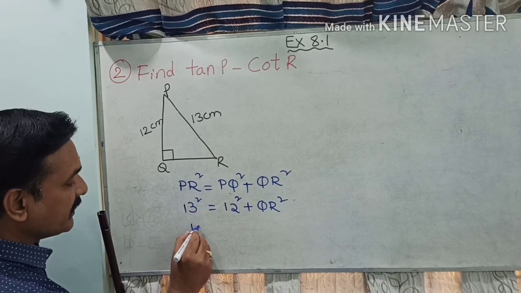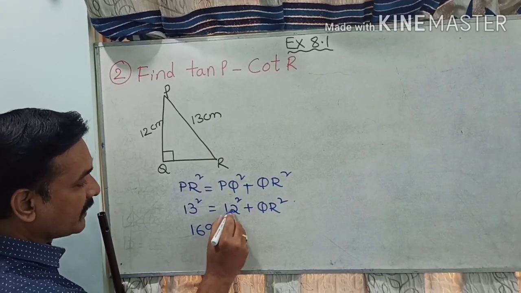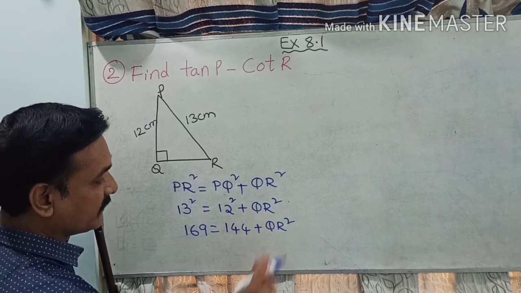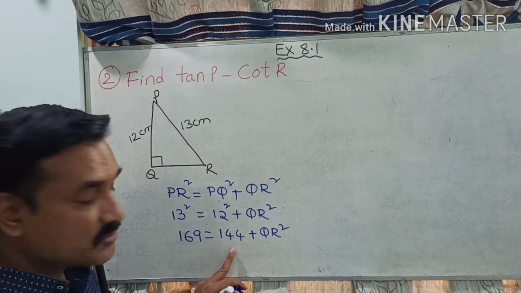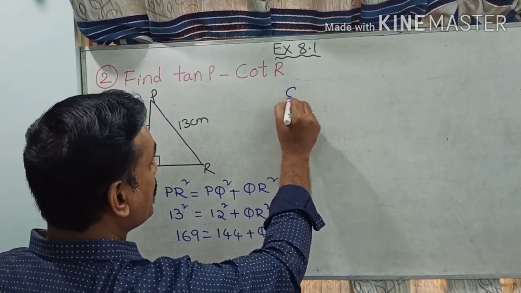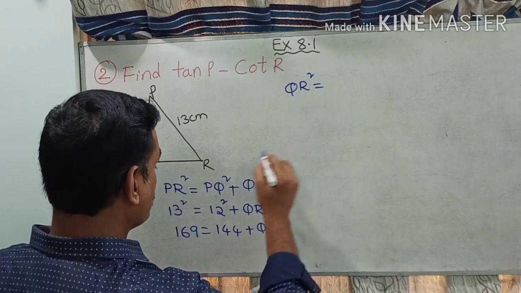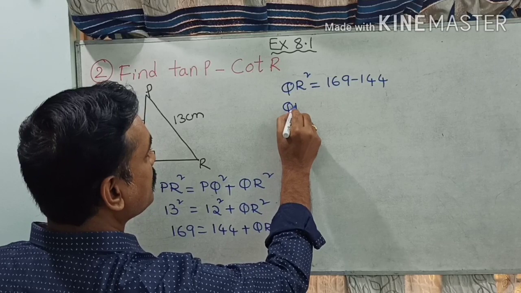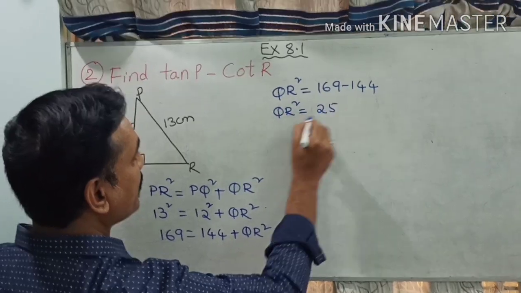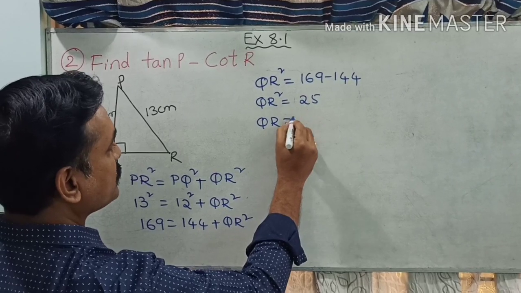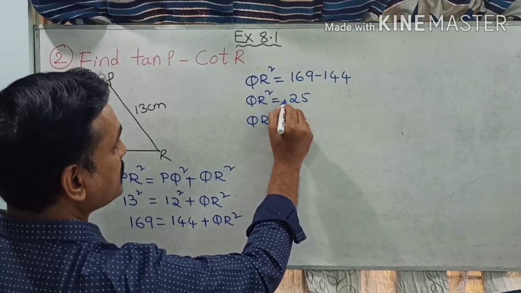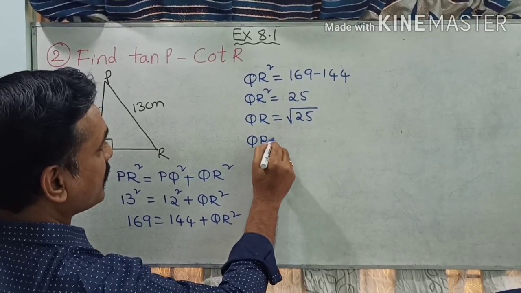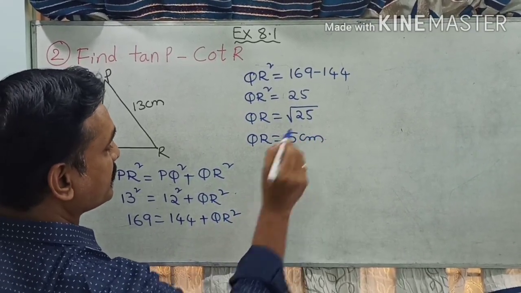Now 13 square is 169 and 12 square is 144, plus QR square. We can transpose 144 to the left hand side. So QR square equals 169 minus 144, so QR square equals 25. Now QR equals square root of 25, so QR equals 5 centimeters.